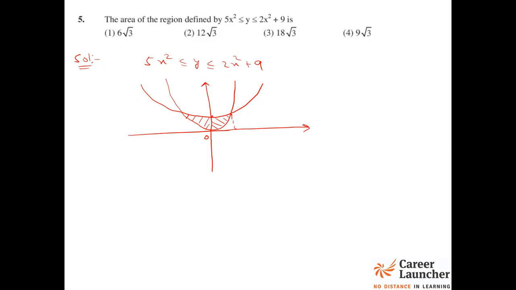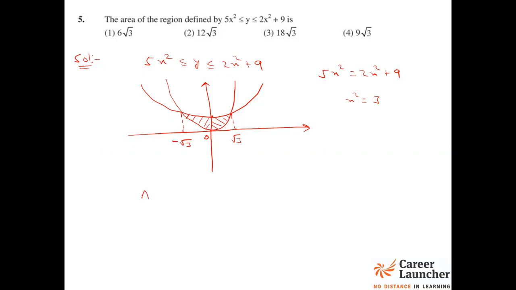How to find this point? This will be the point of intersection of these two graphs. So solving these two equations, that is 5x square is equal to 2x square plus 9. Solving this, we get x square is equal to 3. So the points of intersection will be: the x coordinate will become root 3 and the y coordinate will become minus root 3.